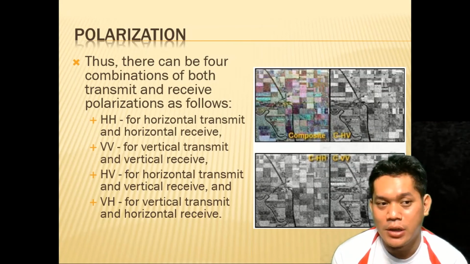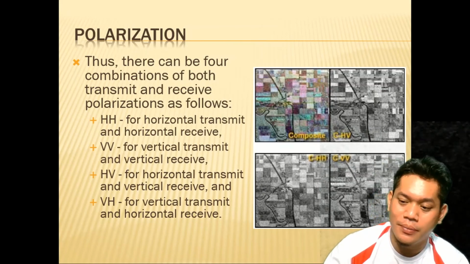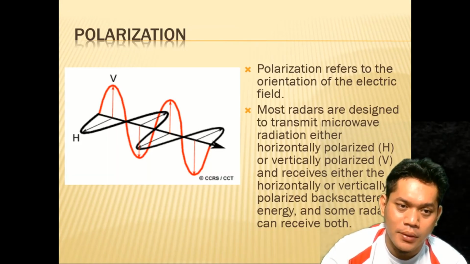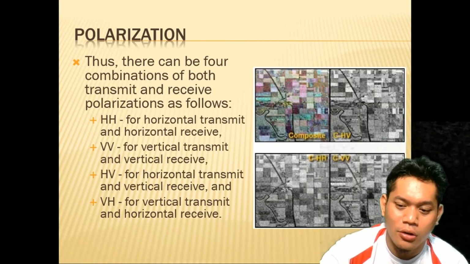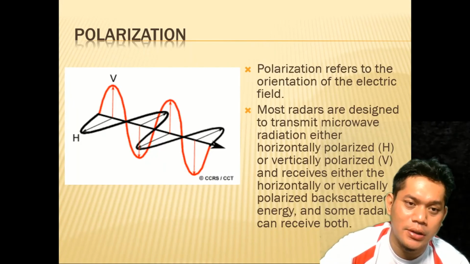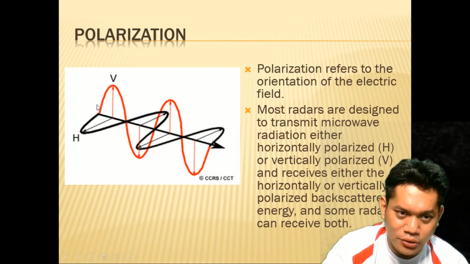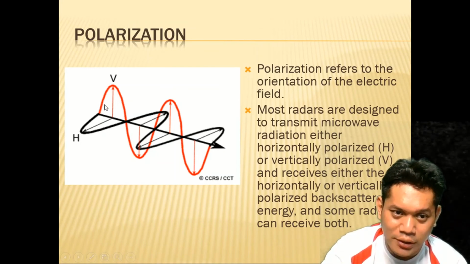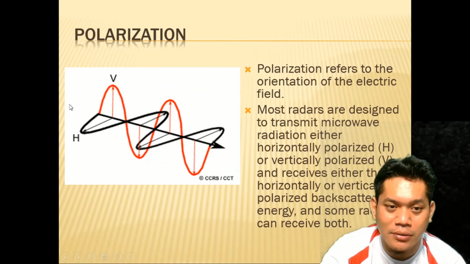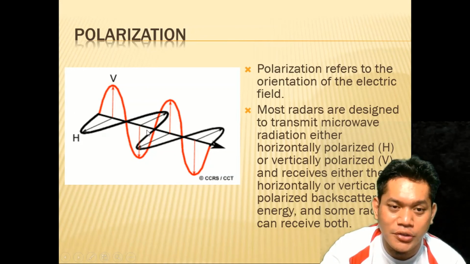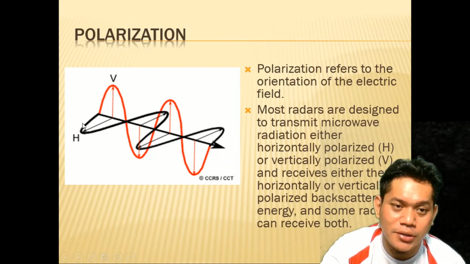Basically, the idea is that horizontal is sensitive towards the density of the trees, and vertical is sensitive towards the height of the trees. There's a mistake I made just now. Horizontal is sensitive towards the density of the trees, and vertical towards the height, because of the nature of the polarized signals going to the target.